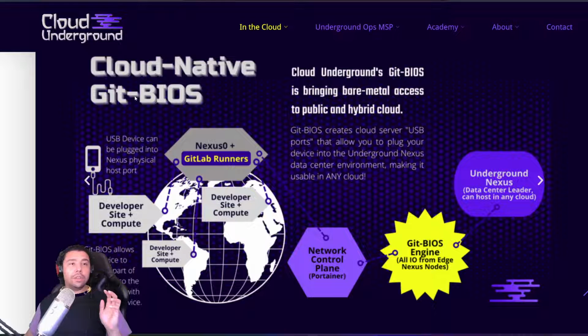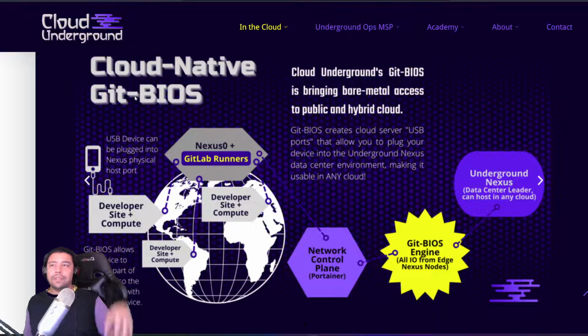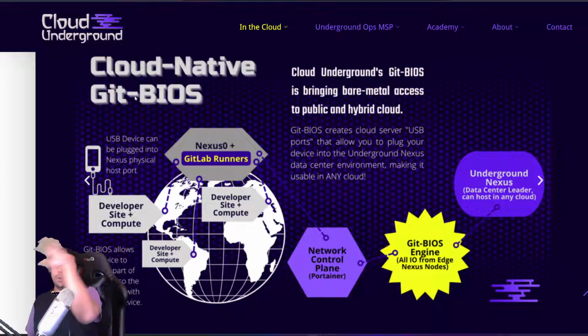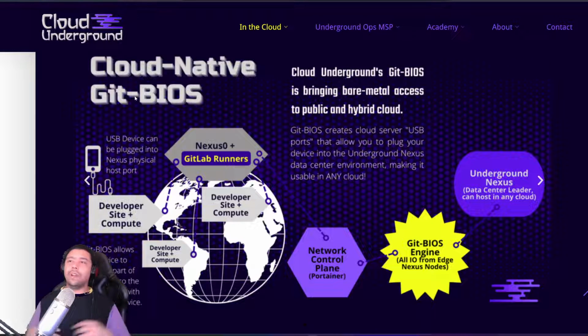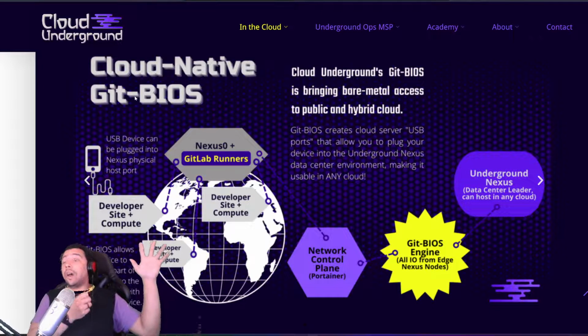So, you know, Underground Nexus is a little bit of an operating system for cloud native hosting environments. And if you're using the Underground Nexus, then every single system or instance that's running the Underground Nexus is able to integrate all the way down to the hardware level, to where one person could plug something into their computer from their office, and then it shows up for all offices.